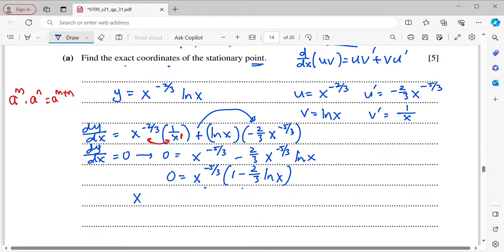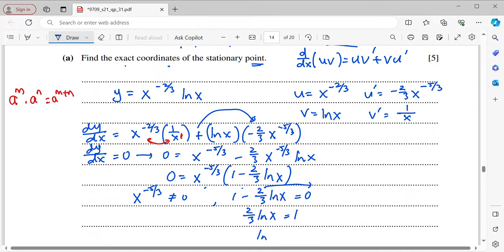But we know that x to the power of negative 5 over 3 cannot be 0 because it is 1 over x to the power of 5 over 3. The x is in the denominator, so it will not be 0. Therefore, 1 minus 2 over 3 ln x must be 0. So now I move the negative 2 over 3 ln x to the right side, then it will be 2 over 3 ln x equals 1.